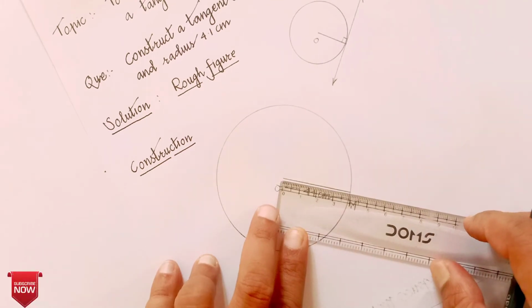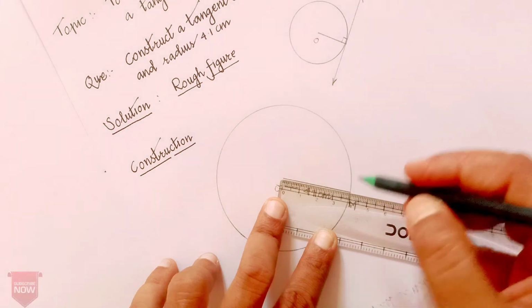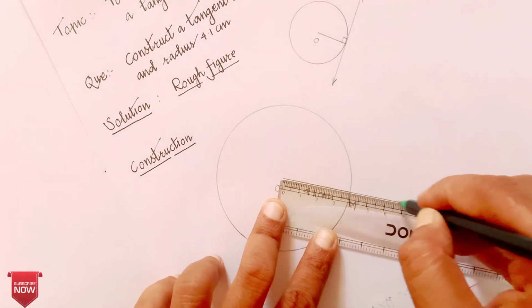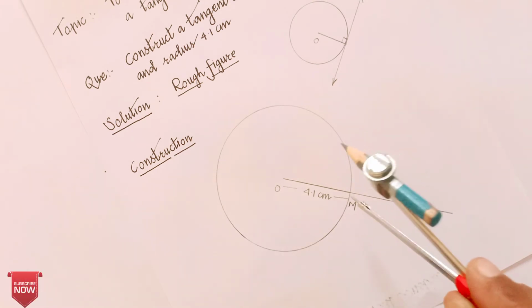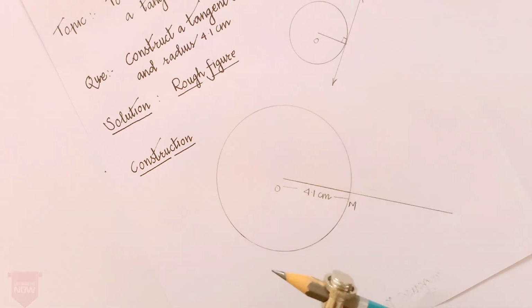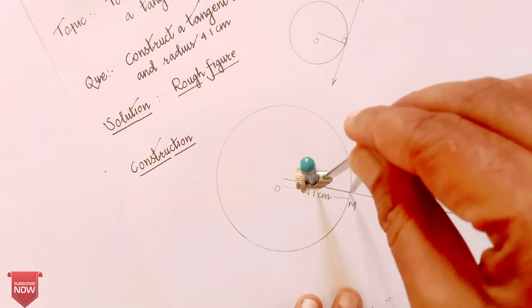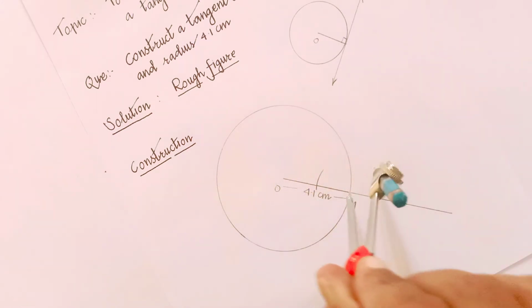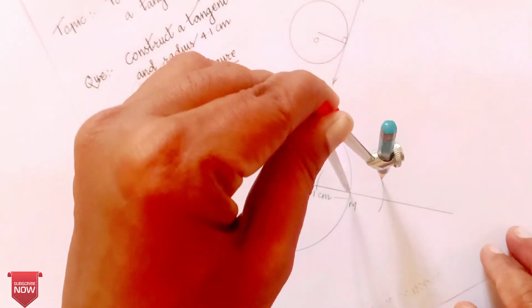Now this is the radius. You make an extension to this radius. We are extending this radius now. See this. Now after that, with the help of a rounder, you take any distance and mark here in this way. See here how I am marking. Here also this way.